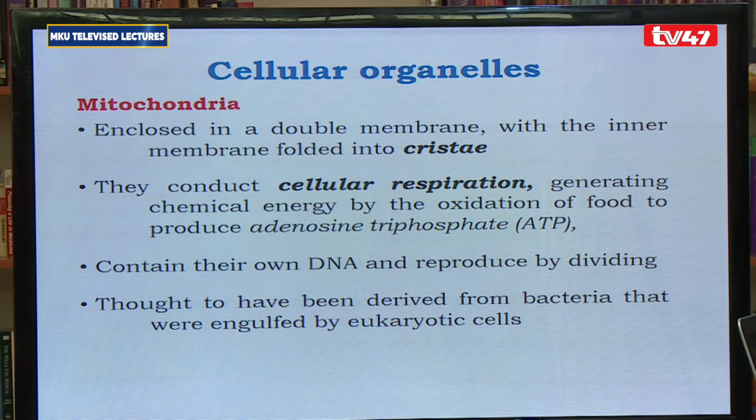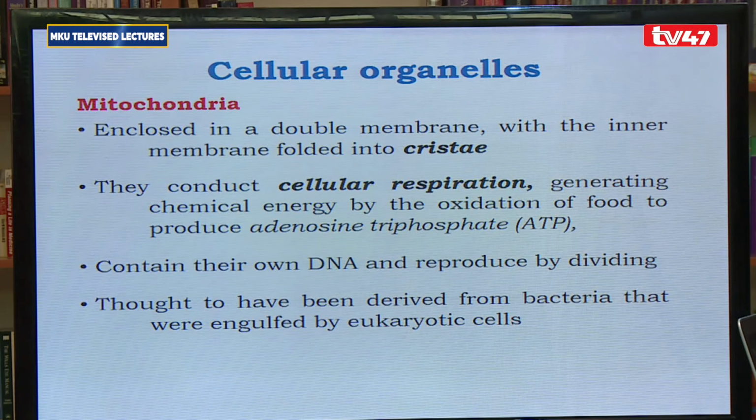Another organelle is the mitochondria. Like I've said, most of these organelles would have a double membrane. The mitochondria also has a double membrane, and the inner membrane, because there are two, is normally folded into structures we call the cristae. The reason why they are folded is that on this inner membrane we have certain chemical reactions known as cellular respiration. It happens in that inner membrane.